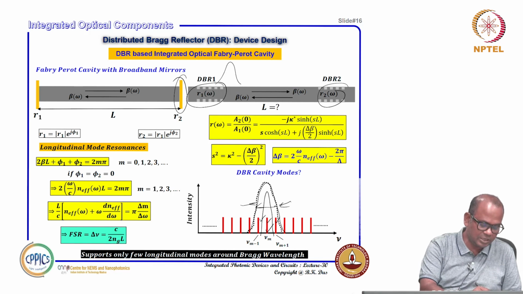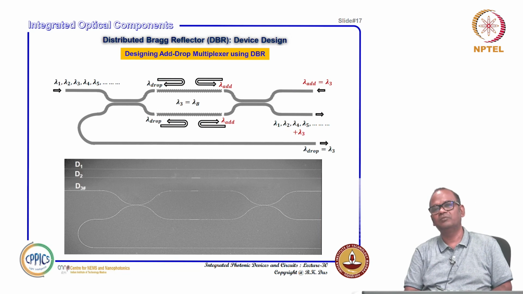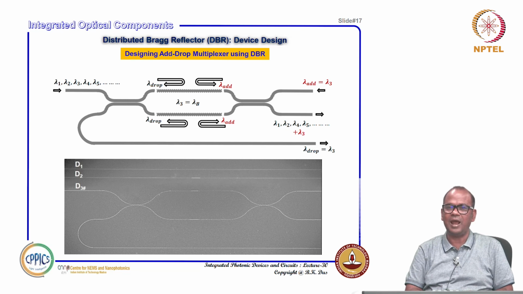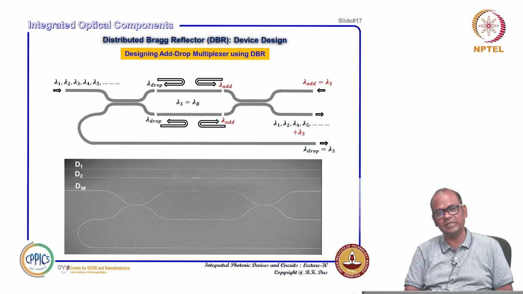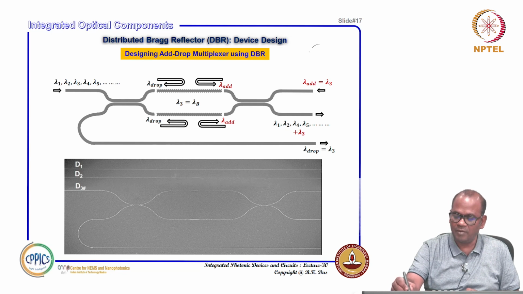Next I am going to discuss a very interesting application using DBR structure, that is the add drop multiplexer. We have seen that you can demonstrate an add drop multiplexer using a ring resonator. You can have a ring resonator, one bus waveguide, another bus waveguide, with lambda 1, lambda 2, lambda 3 and so on, and a certain lambda, for example lambda 2 equal to lambda r, will be stored, but it can be coupled back here.